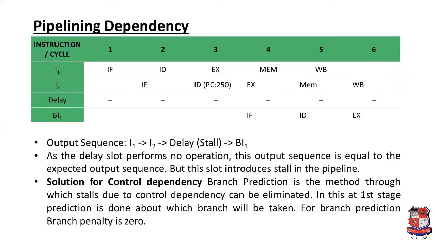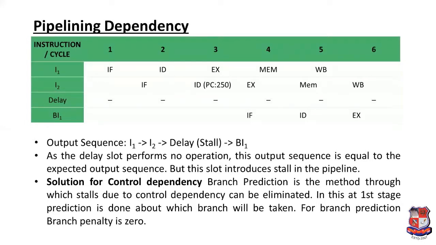So the output sequence is I1, I2 and delay, and then BI1. As the delay slot performs no operation, this output sequence is equal to the expected output sequence, but this slot introduced a stall in the pipeline. Solution for control dependency: branch prediction is the method through which a stall due to control dependency can be eliminated.